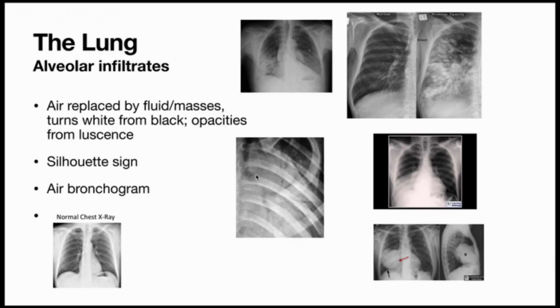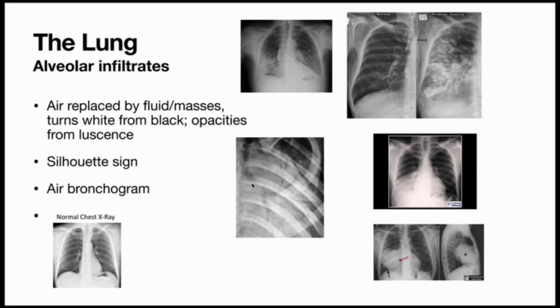So the whiteness is what is referred to as opacity. Then we start saying what type of opacity is it? Then we say it is alveolar phenotype, meaning it has replaced the air. Okay? And then, of course, the other one is the silhouette sign. You have already mentioned the silhouette sign, and this is comparing that infiltrate or that opacity with the adjacent structures.